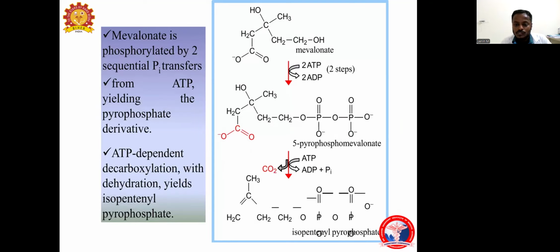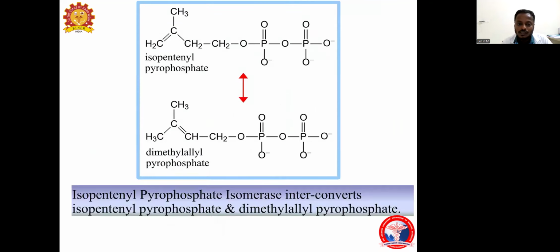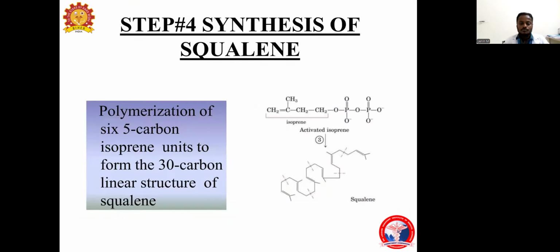The mevalonate is converted in two steps. One is 5-pyrophosphomevalonate, and the other is isopentenyl pyrophosphate. These are two reactions. The first reaction converts 5-pyrophosphomevalonate to isopentenyl pyrophosphate. ADP is produced, and carbon dioxide is released in this reaction. And one more thing, isopentenyl pyrophosphate is converted to dimethylallyl pyrophosphate, an intermediate product of cholesterol biosynthesis. And the steps involve polymerization of the 5-carbon isoprenyl units.